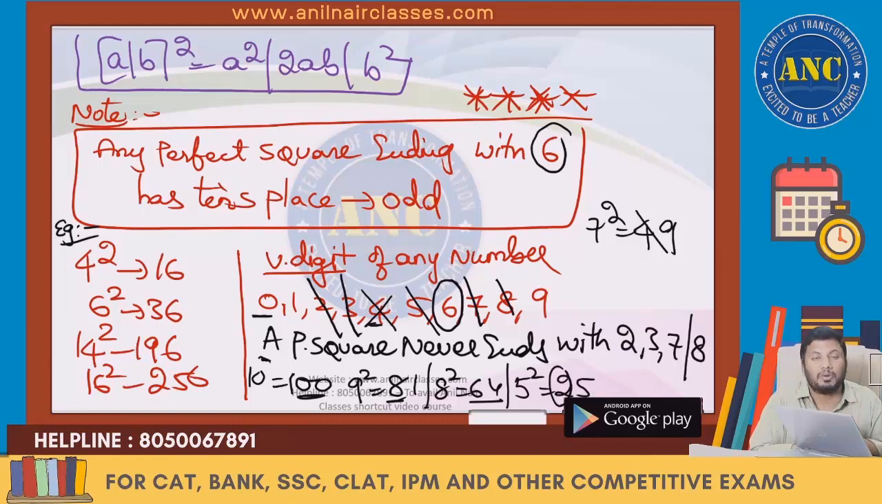6 is possible. 4 square is 16, and in 16, 1 is odd. 6 square is 36, 3 is odd. 24 square is 576, 7 is odd. 36 square is 1296, 9 is odd.